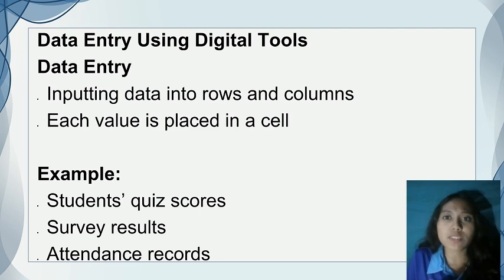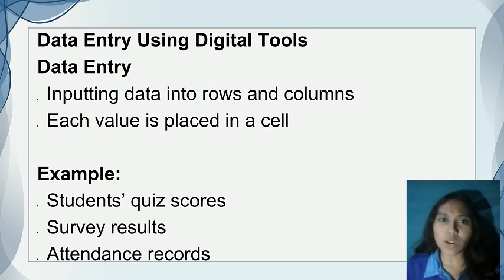Each value is placed in a cell. For example, student quiz scores, survey results, or attendance records. Another example is that you can enter a list of students' names in one column and their corresponding test scores in the next column in a spreadsheet. So you can answer this question.